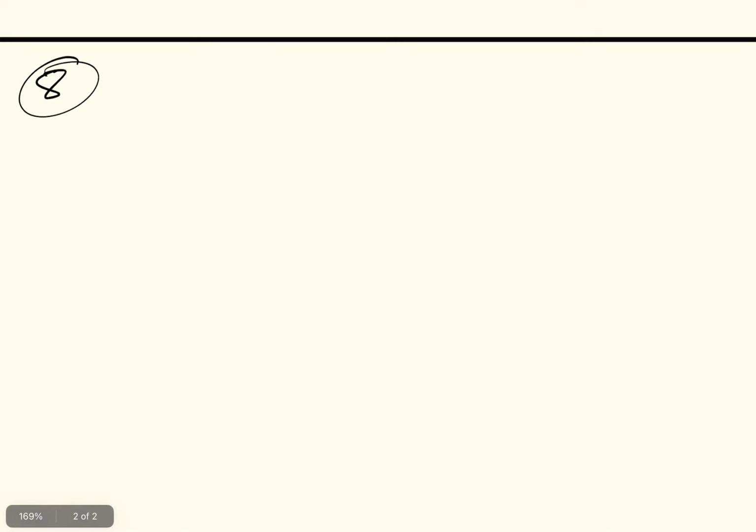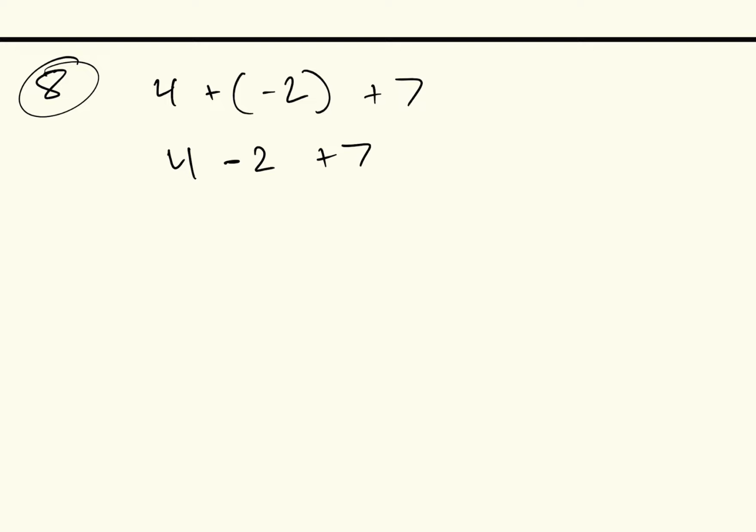Let's do one more different type of question. Okay, so you have 4 plus negative 2 plus 7. Now, once again, adding a negative is the equivalent to subtracting a positive. So 4 plus negative 2 is really just 4 minus 2 plus 7. 4 minus 2, you're left with 2, plus 7, you get 9.